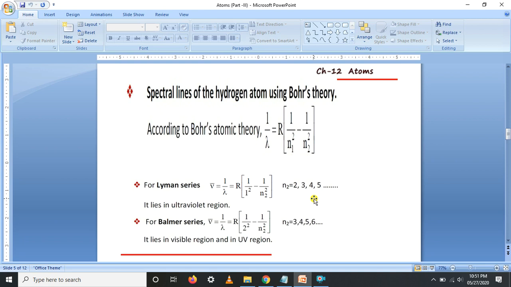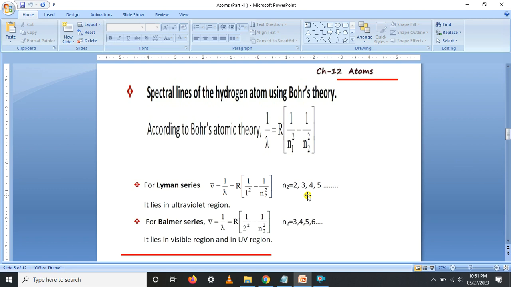For the Lyman series, the 1 by lambda value is equal to R in bracket 1 divided by 1 square minus 1 divided by N2 square, where N1 is equal to 1 for this series and N2 is equal to 2, 3, 4, 5 and so on. Like this, the series has the value 1 by lambda equal to R into (1 by N1 square minus 1 by N2 square).